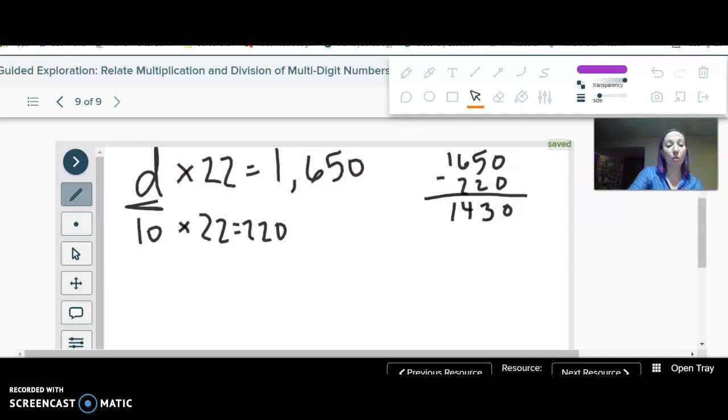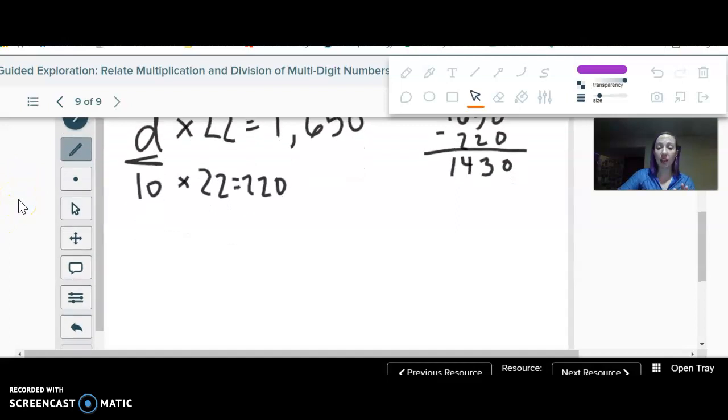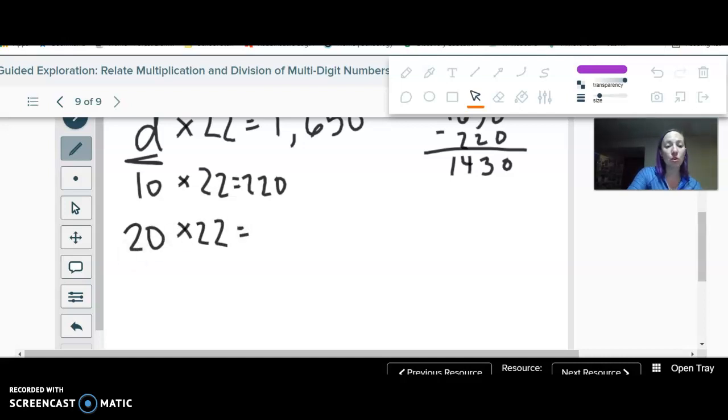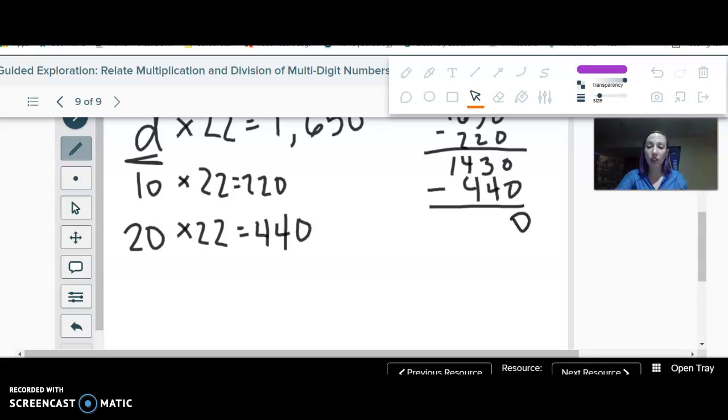3, 4. Okay, so notice I would be here a while because I'm just doing 220, which is fine. Totally going to, is a fine way to do it. But what if I said, okay, what about 20 groups? Well, I know 2 times 22 is 44, and then still my 0. Okay, so notice how I picked a slightly bigger group because I knew that it would go a little faster. If you can do more of the number, naturally it'll go faster.